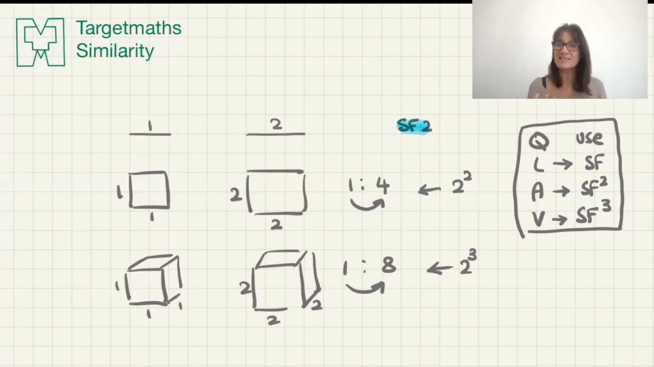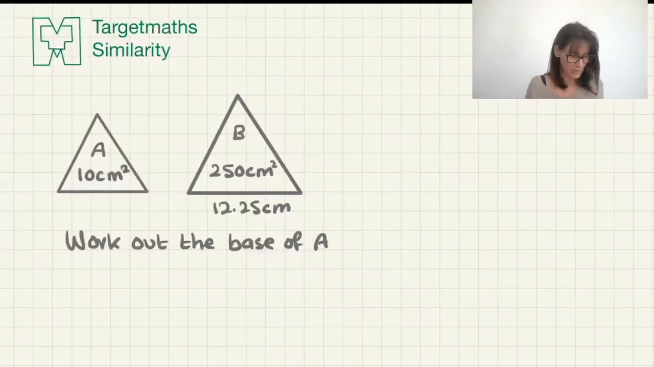Now we're going to get into some actual problems so that we can see how we apply it, how we use it. Okay, so let's have a look. So we've got 2 triangles, A and B. One is smaller than the other. We need to work out the base of A. So this is the bit that they want us to find. They've given us the area, haven't they? That's my fact. They've given me the area.